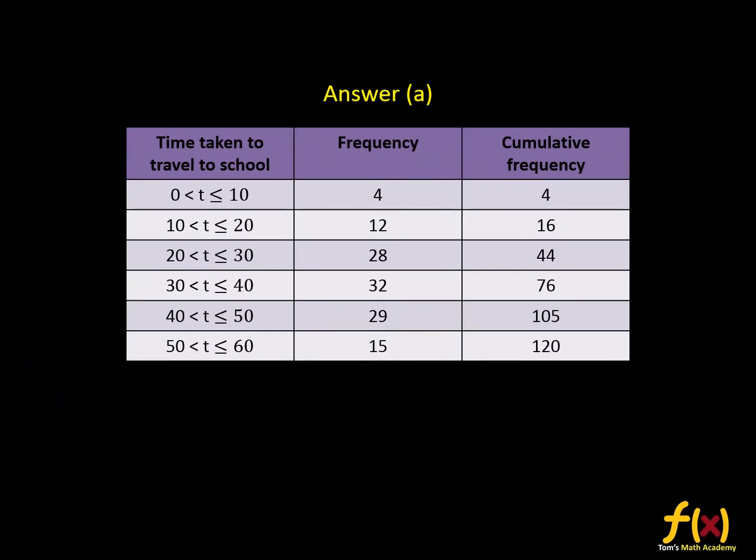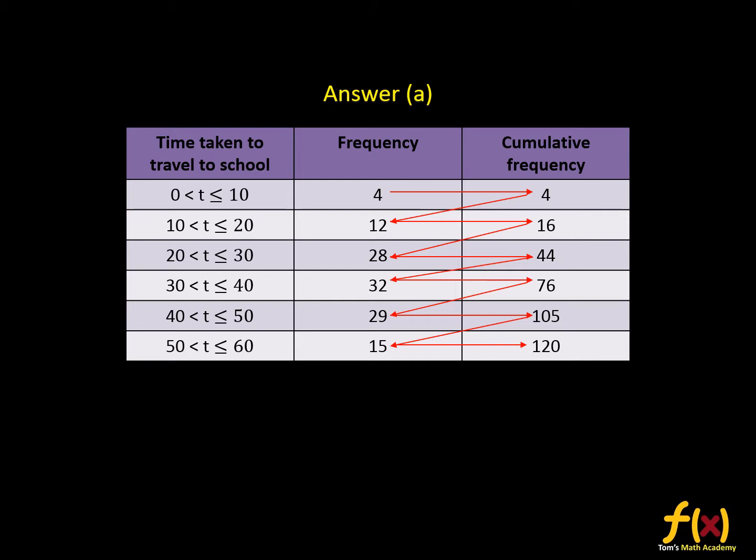So we complete the table. The frequency is used to write the cumulative frequency. The first number in the frequency column is 4, so we write that 4. Then you add the subsequent frequency. 4 plus 12 gives us 16. 16 plus 28 gives us 44. 44 plus 32, 76. 76 plus 29, 105. Lastly, 105 plus 15 gives us 120.